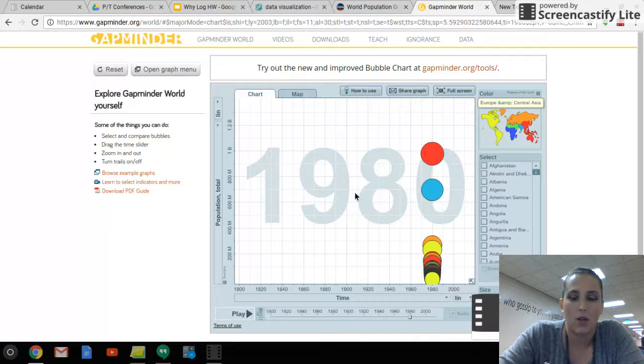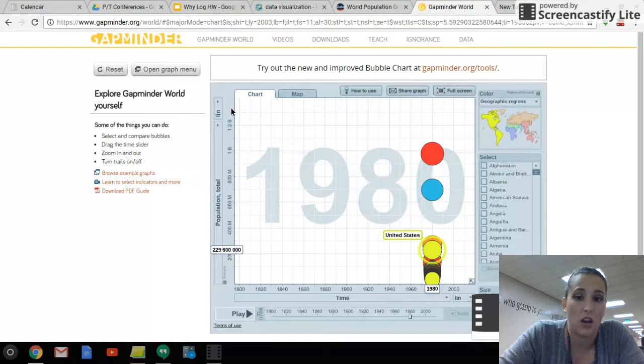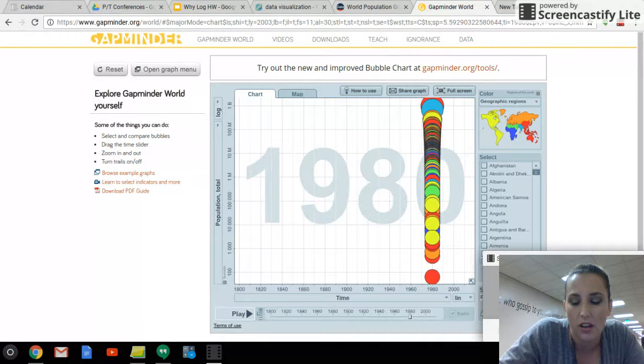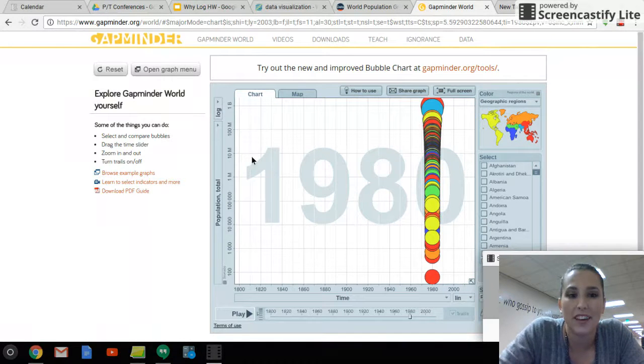I have Gapminder World up. We'll use this in one of our labs, but if you switch it to logarithmic, well, that's loud. So now when I flipped it to logarithmic, you can see that all of the data points were stretched out.